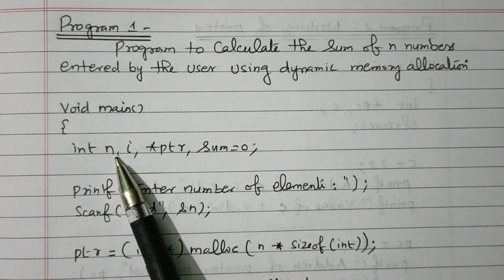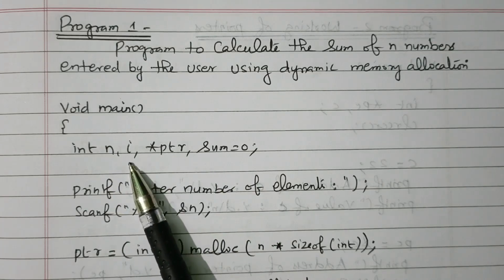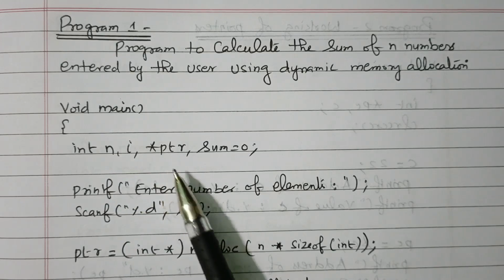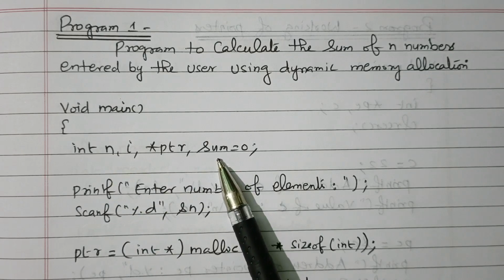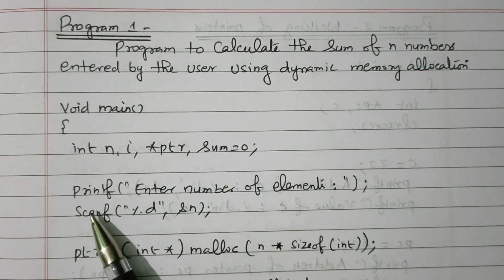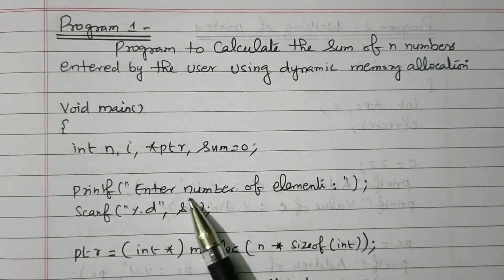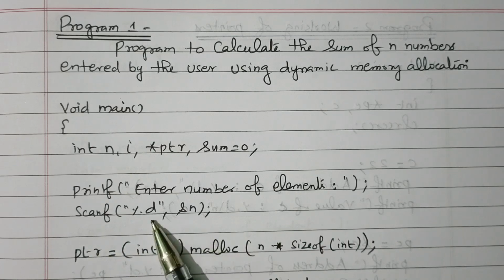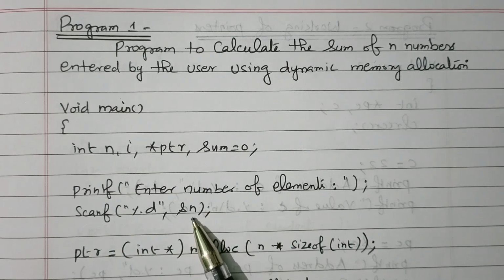So this is the number of elements used for the for loop. In order to use the dynamic memory allocation, we use star ptr. The final answer we are going to keep in sum, that we declared 0. First we'll ask the user to enter the number of elements. Printf enter number of elements. Scanf %d and address of n. %d refers to integer type. The number entered by the user will be stored in n.